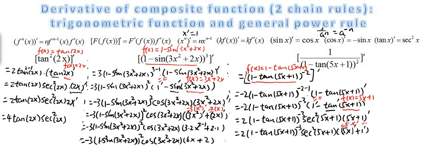And the second term should be 0 because it's the derivative of a constant. Okay. And again, the derivative of x equals 1. 1 times 5 equals 5. So 5 plus 0 is 5. So the final result should be 2 times 5 equals 10. So 10 times 1 minus tangent 5x plus 1 to the power -3 times secant 5x plus 1 squared.